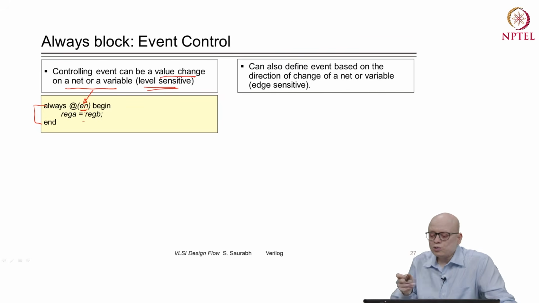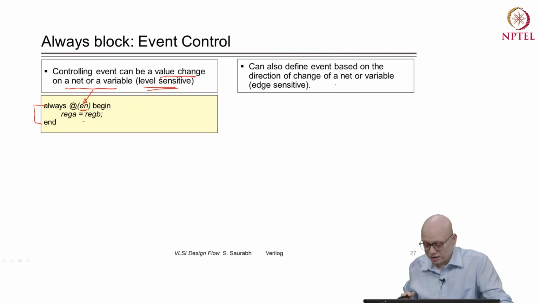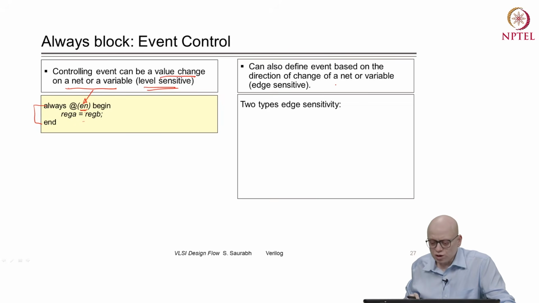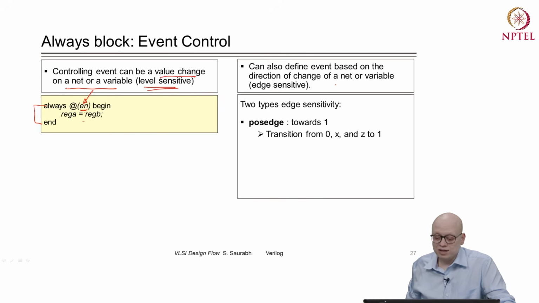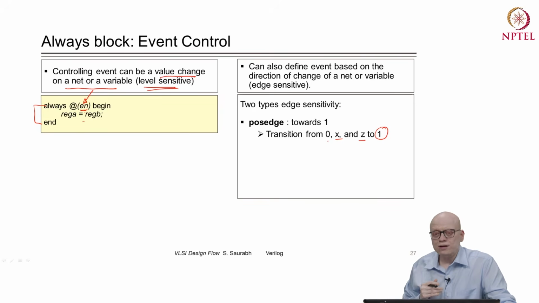So, we can also define an event based on the direction of change of a net or a variable, and this is known as an edge sensitive always block. There are two types of edge sensitivity. The first one is positive edge. This is a kind of sensitivity when a signal transitions towards 1, for example, a transition from 0, x or z to 1. So, when it transitions towards 1, then we say that it is a positive edge.